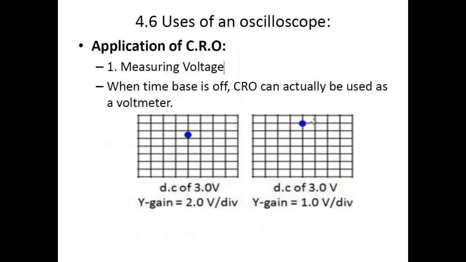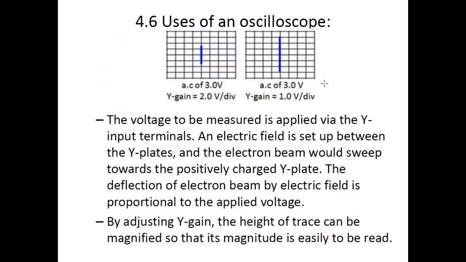Whereas in DC we have fixed voltages, so this is the mean line, and 1, 2, 3, 1 volt per division, and the dot is at the 3rd division.